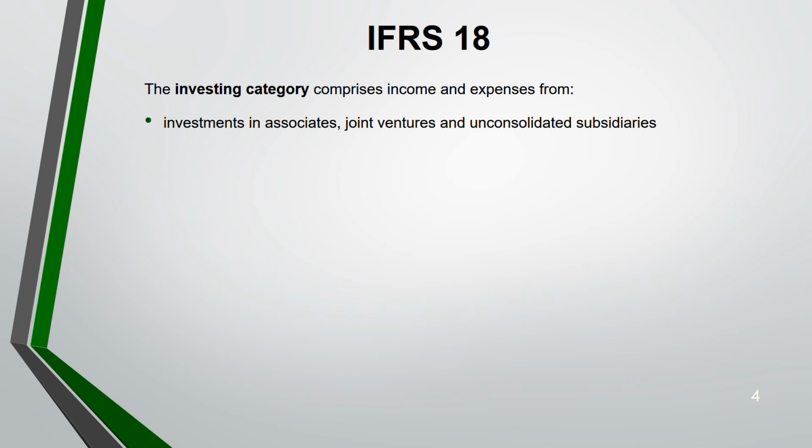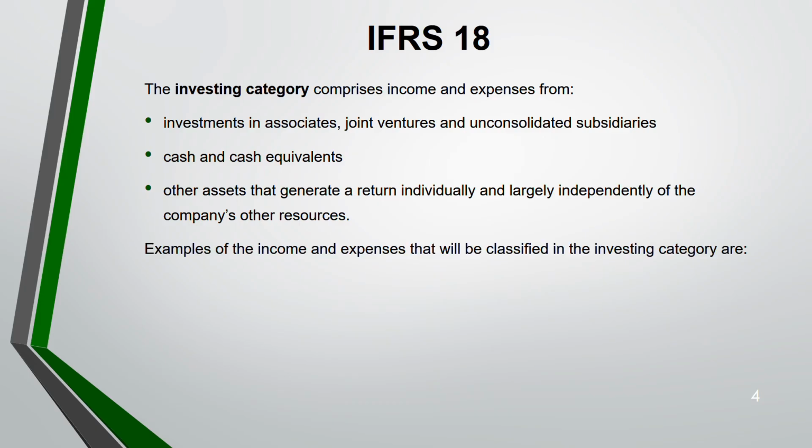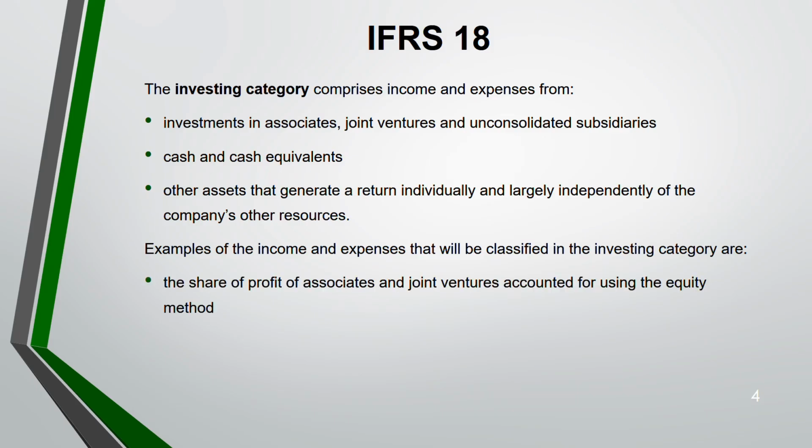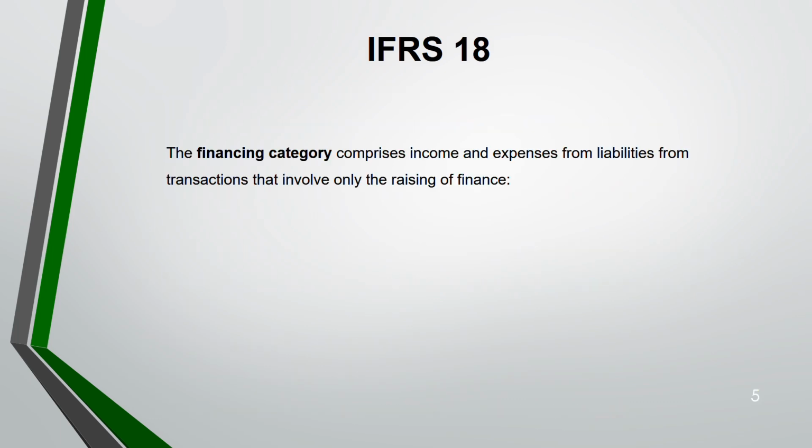Now, coming back to the topic, the investing category: investments in associates, joint ventures, and unconsolidated subsidiaries, cash and cash equivalents, other assets that generate return individually and largely independent from the company's other resources. Examples of income and expense classified in investing: share of profit of associates and joint ventures using the equity method, interest revenue from debt investments and dividends from equity investments, rental income and fair value gain or loss from investment properties.